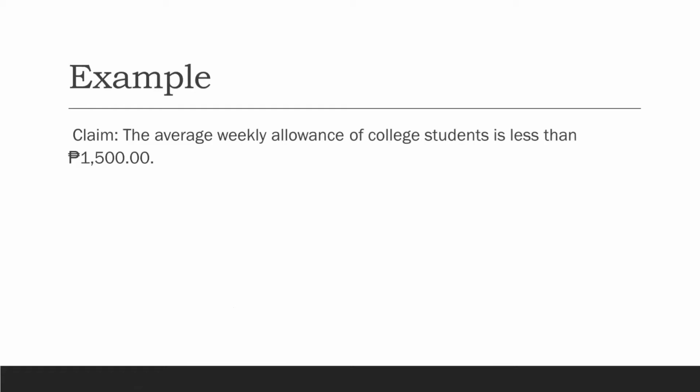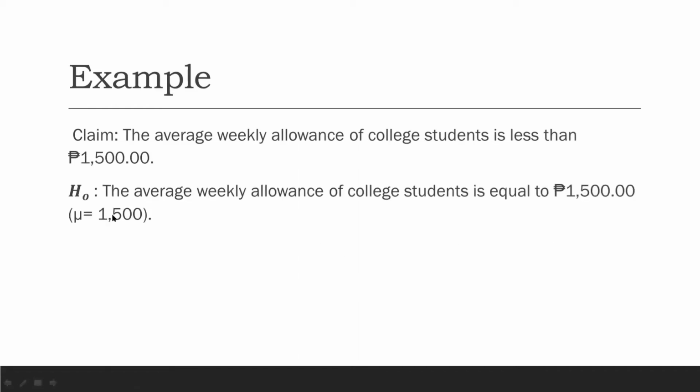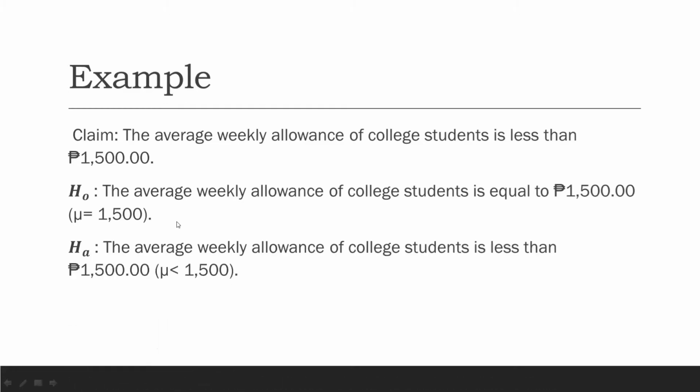So, let's claim the average weekly allowance of college student is less than 1,500. So, let's say the null hypothesis is the average weekly allowance of college student is equal to 1,500. Therefore, mean is equal to 1,500. And then the alternative hypothesis is the average weekly allowance of college students is less than 1,500. And the notation is mean less than 1,500.